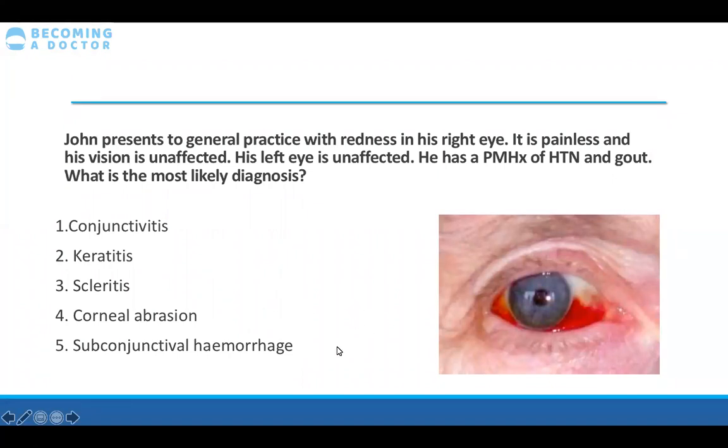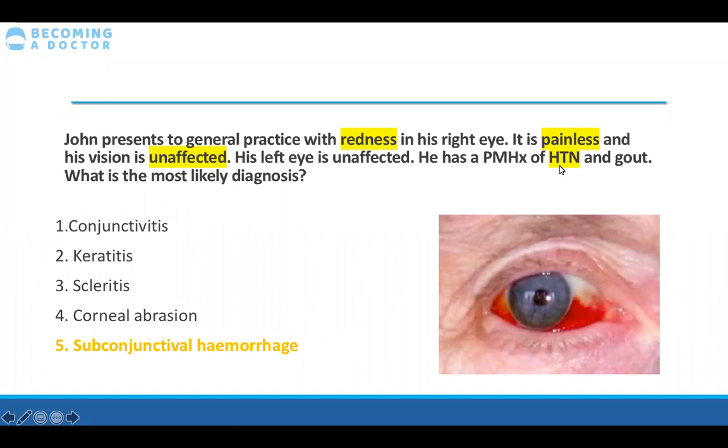Okay, right, so it's great. The majority of you said subconjunctival hemorrhage, which is the right answer. And we got a couple of people saying keratitis. So let's discuss why it is subconjunctival hemorrhage. John presents with redness in his right eye. The fact that it's painless and his vision is unaffected points you to subconjunctival hemorrhage.